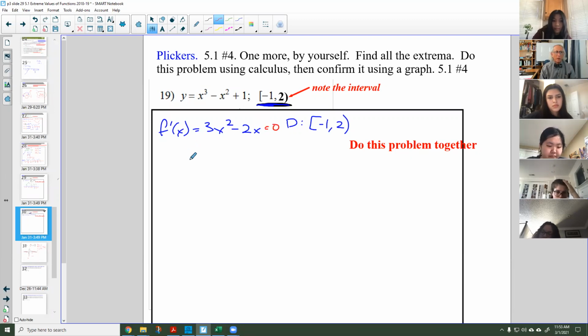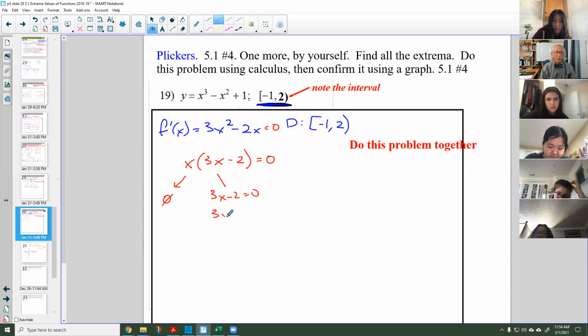I'm going to factor out an x, and I get 3x minus 2. So I am going to have a derivative equal to 0 where x equals 0, and where x, well, if I go 3x minus 2 equals 0, 3x equals 2, where x is equal to 2/3. So there are two places, two x values, where I may have extrema. These are where I got to look. One is where the x value is 0. The other is where the x value is 2/3.